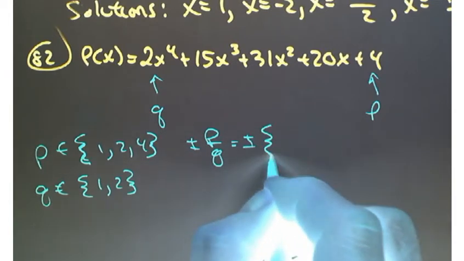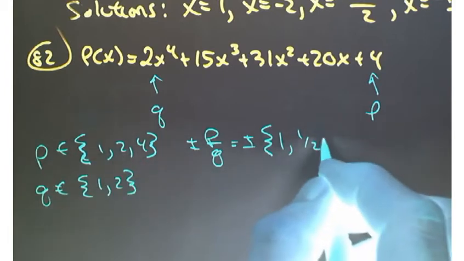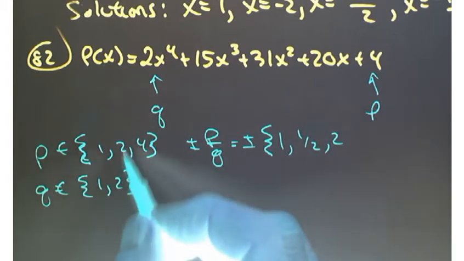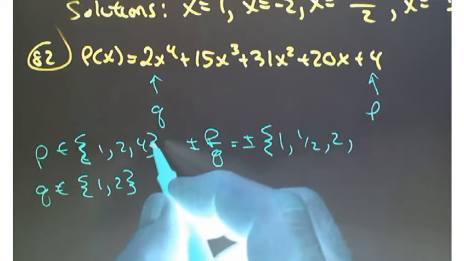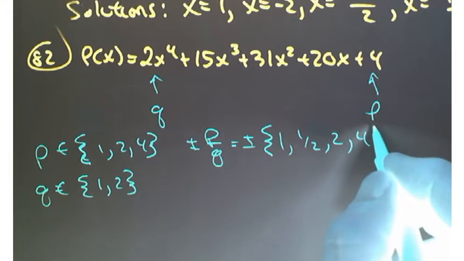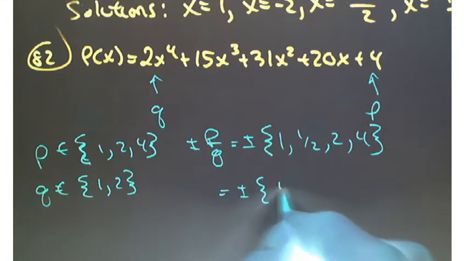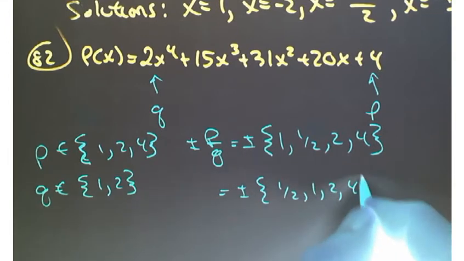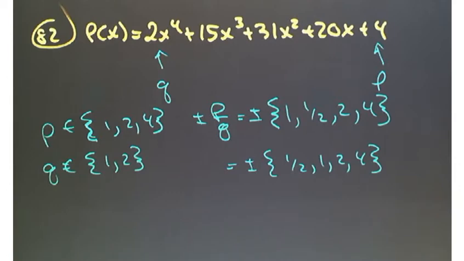So my list of plus or minus P over Q, my possible rational roots, would be plus or minus 1 over 1, 1 over 2, 2 over 1. Do I have to list 2 over 2? No, because I've already got the 1 there. And then 4 over 1. Do I have to list 4 over 2? No, because I've already got that. That's 2. Writing this in a nice increasing order, that's 1 half, 1, 2, and 4. So if this graph crosses the x-axis at a rational root, it has to be one of those eight possibilities, right? Because you've got the positive or the negative.